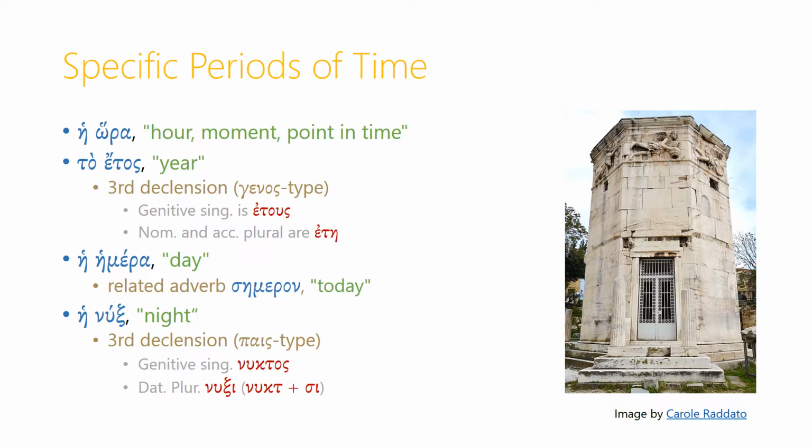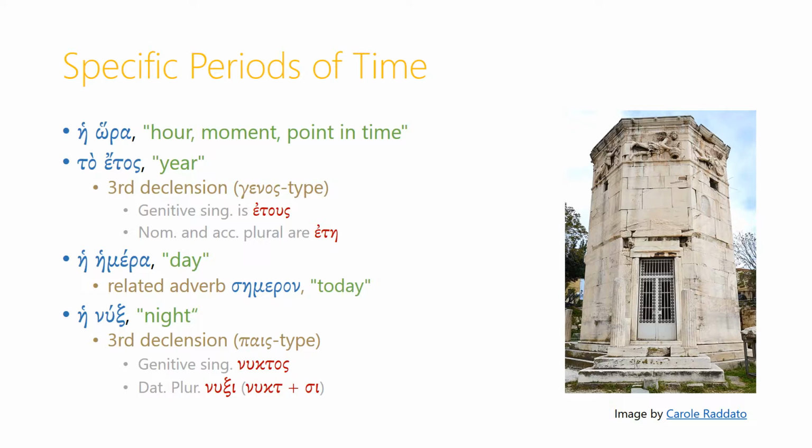Etos, on the other hand, is a year. And this is a third declension noun of the genos type. So the genitive singular is etous, and the nominative and accusative plural are etē instead of eta. Hē hēmera is a day. And there's a related adverb, sēmeron, which means today.